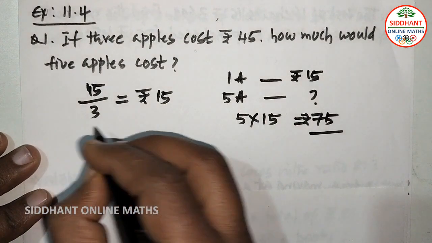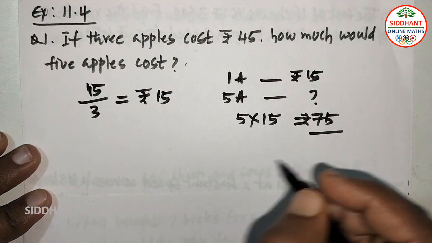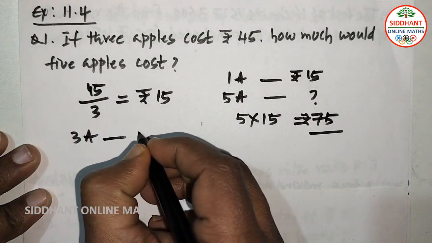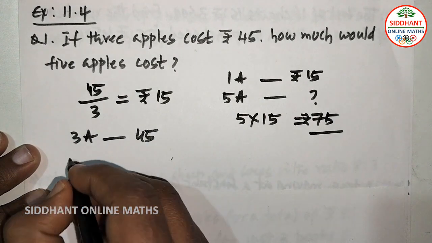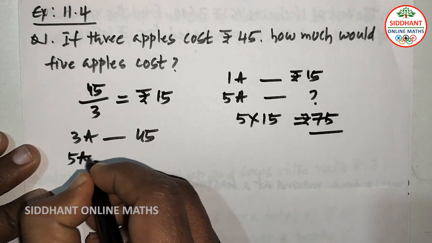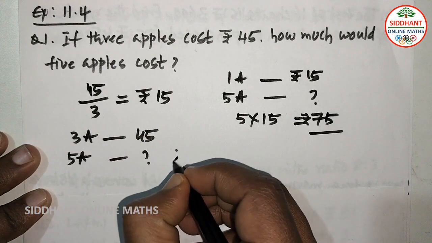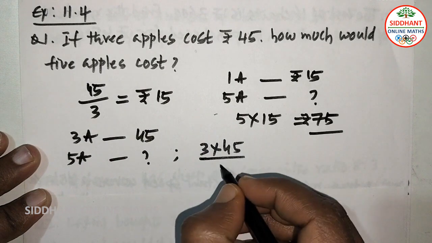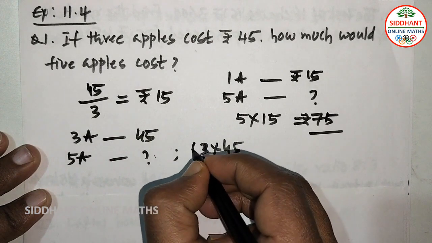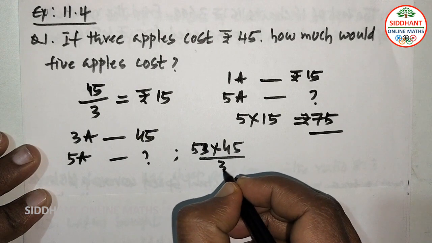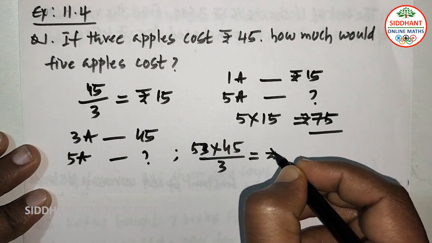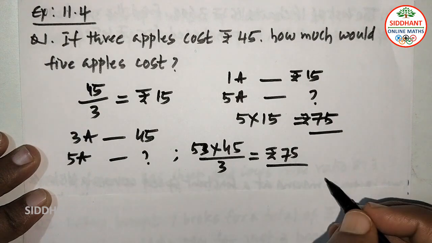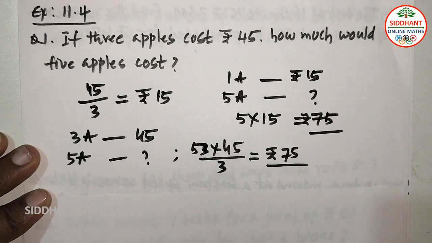So directly also we can solve here. That means 3 apples cost 45. Then 5 apples cost how much? That means 5 into 45 by 3. So that will give rupees 75. In this way also we can calculate.